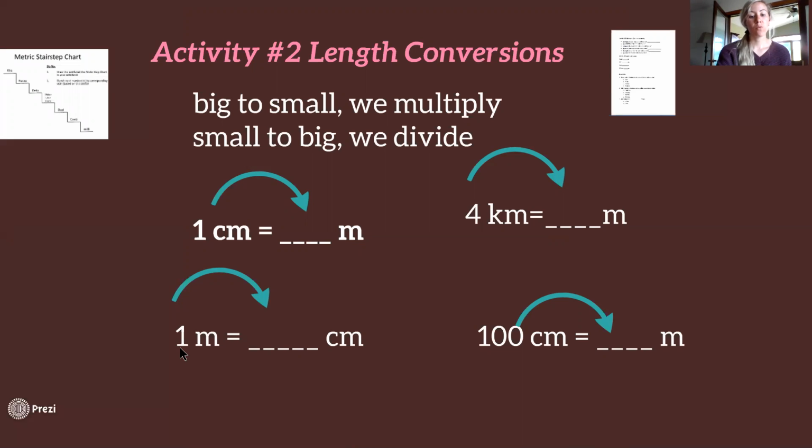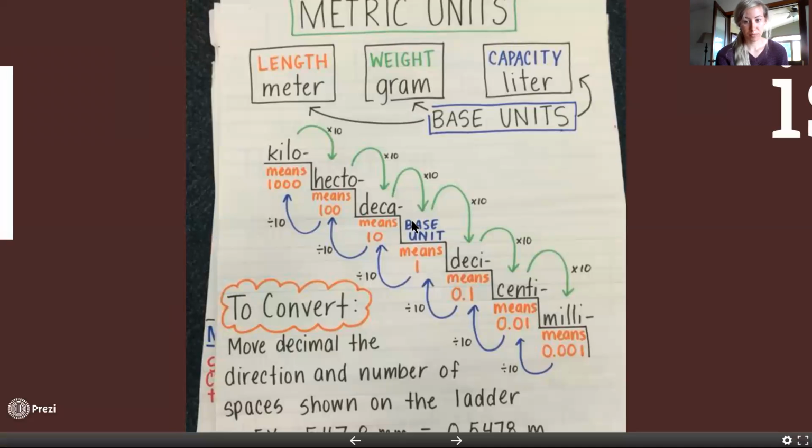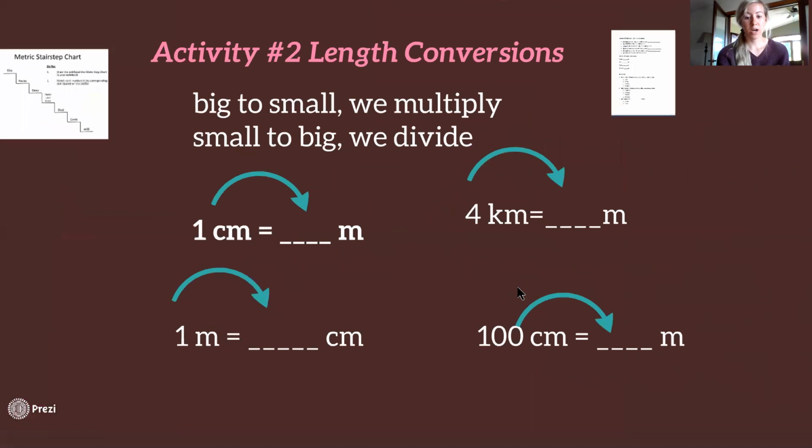Number 2, 1 meter equals how many centimeters? So 1 meter is how many centimeters? So this time we are multiplying by 10. 1, 2. So 1 meter, move your decimal to the right, 1, 2 units. 1 meter equals 100 centimeters.